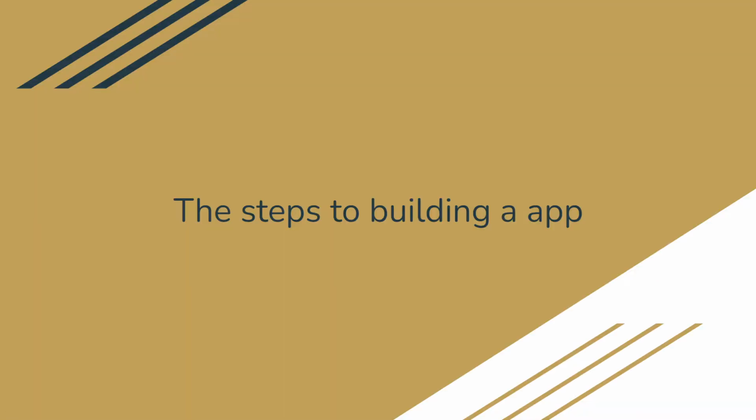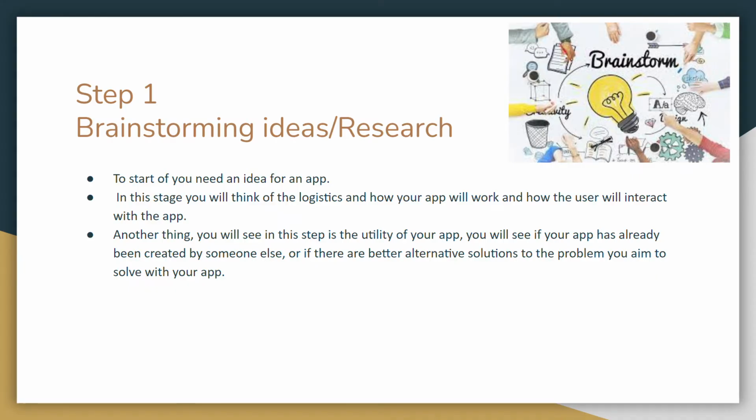And this is going to be the steps to building an app. Step 1, brainstorming ideas and research. To start off, you need an idea for an app. Obviously, you can't really build an app if you don't have an idea for the app. In this stage, you will think of the logistics and how your app will work and how your users will interact with the app.